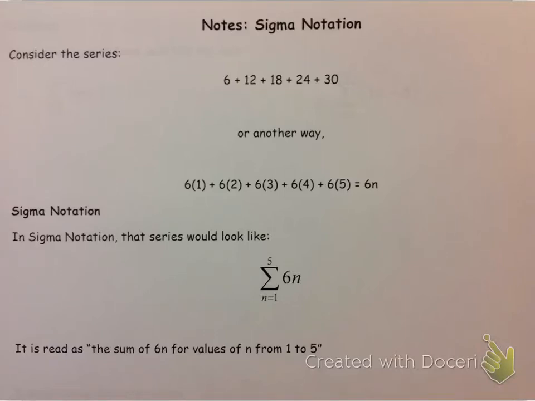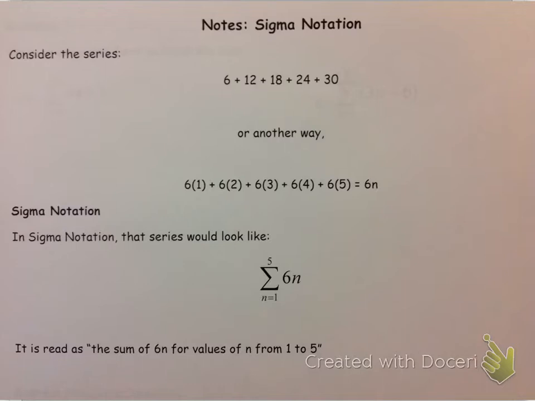Sigma notation is a way of writing up the sum or the partial sum of a series without having to write it all out in expanded form. And sometimes we can use it with things that wouldn't have a formula, like the arithmetic and geometric series. We're going to start with some basic examples, though. This one is going to be arithmetic.